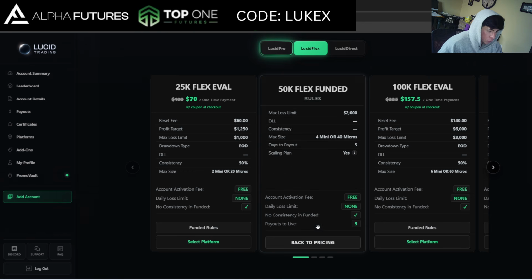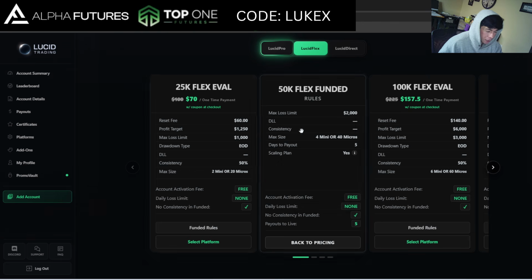So funded rules, okay? $2,000 max loss limit, no daily loss limit, no consistency. This is why people say it's like Topstep. It's the exact same thing. No consistency on funded, no daily loss limit, trade up to 4 minis, okay? 5 days, $150. You have the scaling plan, as you can see right here. As you get in profit, you're able to scale up to 4 minis, but regardless, it doesn't really matter.